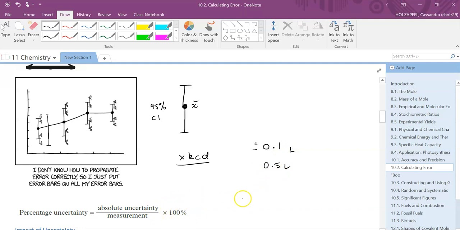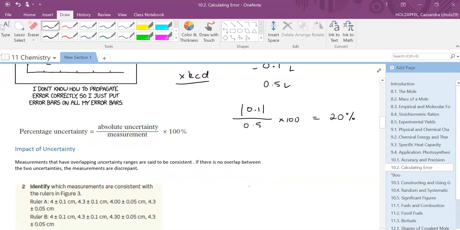So the percentage uncertainty would be the absolute. So that would mean like it doesn't matter if it's positive or negative. We're just going to put the absolute brackets around it, divided by 0.5 times by 100 to make it a percentage. And that is going to be 20%. So it's 20% uncertain, which is, you know, pretty reasonable considering we're measuring half a litre with these 100 ml increments. So it's not the most accurate way of measuring.